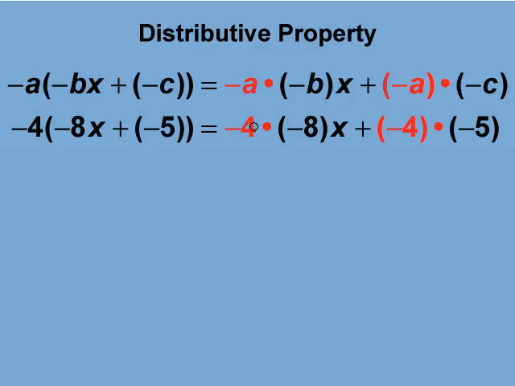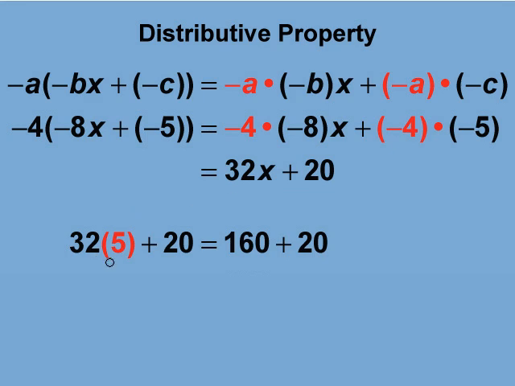We now distribute -4 to both terms as shown here. The product of these two terms is positive, as is the product of these two terms. We get 32x plus 20. We evaluate this expression for x equals 5, as shown here. We get 160 plus 20, which is 180. Let's look at another example.